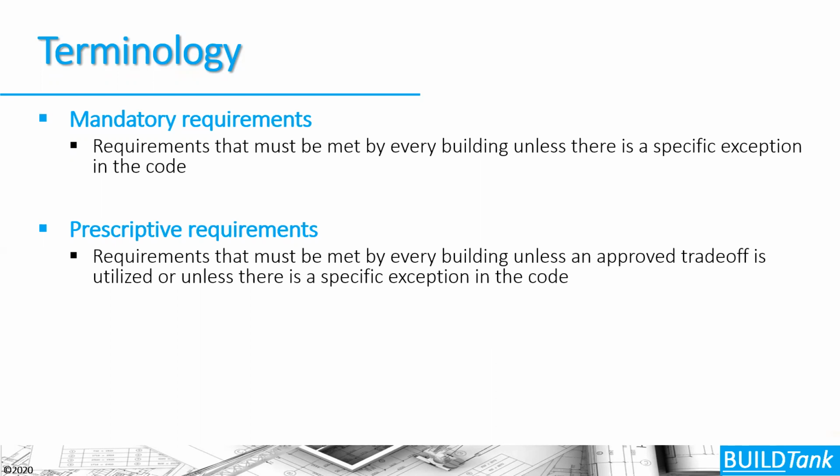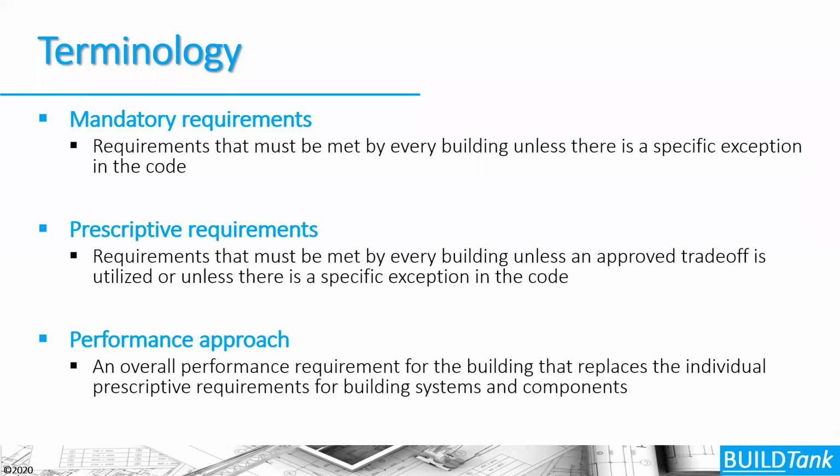So when we talk about trade-offs, we're talking about trading off R values and U values. And that is done through this performance approach, which is an overall performance requirement for the building that replaces the individual prescriptive requirement for the building systems or components. And the performance requirement is able to trade off R values and U values in our assemblies here.